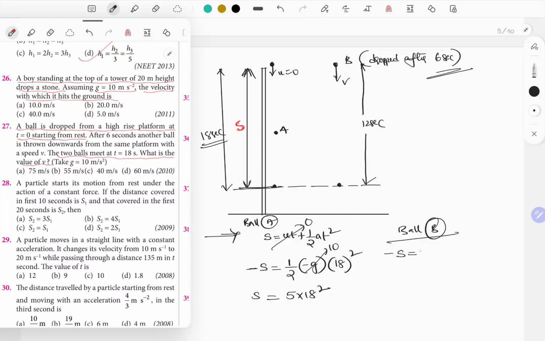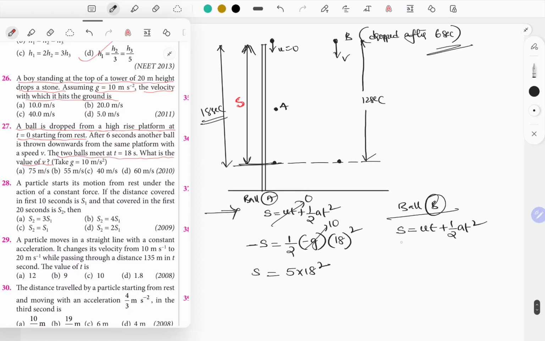Then the equation is S = ut + half at square. Let's see the same equation. They are throwing ball B with a velocity V, right? So minus S is equal to V into T. Is that V negative or positive? It is going to be negative because the object is moving downward. Minus g by 2 into t square. First of all, try to understand the representation including sign, then we can solve this numerically. So minus minus minus will get cancelled out. S is equal to V into T. How much time is it traveling? 12 seconds. Minus g by 2 into 12 square.